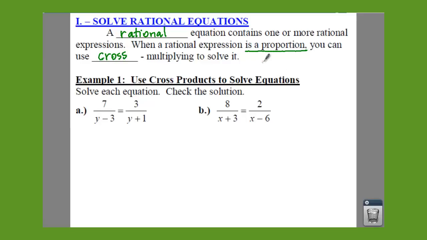Now some people may also refer to this as what we call the heart method. I don't like to refer to it as that because I do not have a heart, as most of you know. So we're going to solve it using cross multiplying.